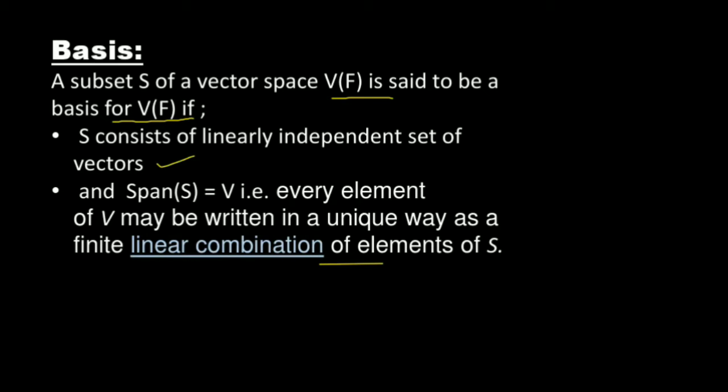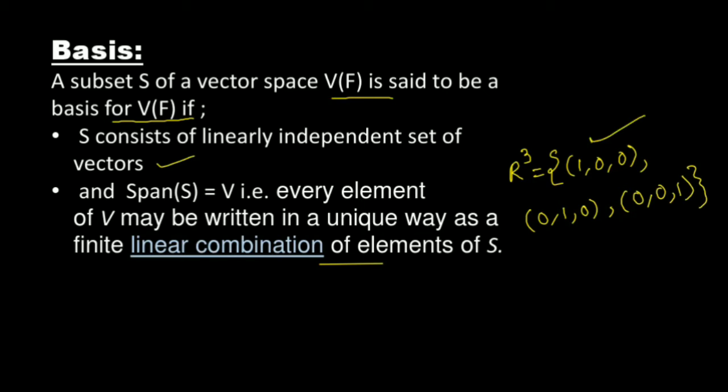Let us take an example of R cube. The basis of R cube contains the vectors 1 0 0, 0 1 0 and 0 0 1. These are the set of vectors of R cube. This is the standard basis of R cube, because these vectors are linearly independent and they also span V, that is R cube. Similarly, the standard basis for R square is 1 0 and 0 1.